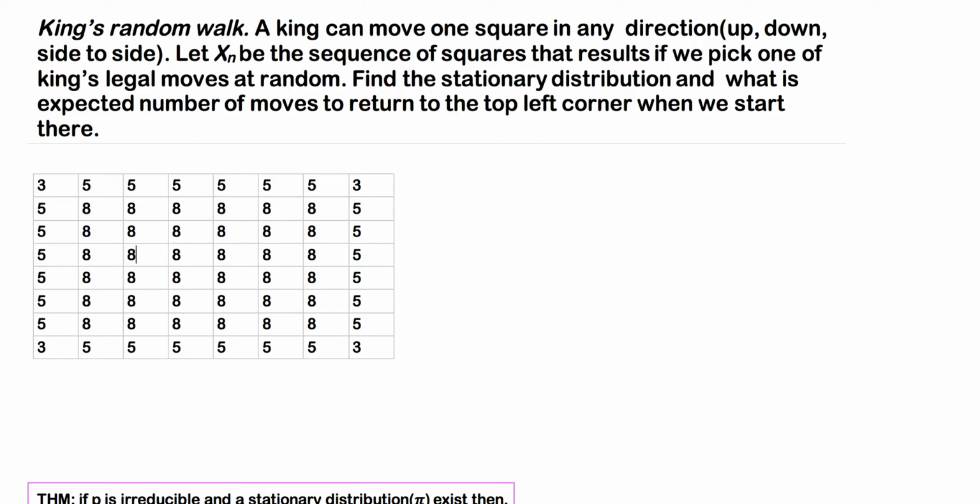Random walk. A king can move one square in any direction: up, down, or side to side. Let Xn be the sequence of squares that results if we pick one of the king's legal moves at random. Find the stationary distribution, and what is the expected number of moves to return to the top left corner when we start there.